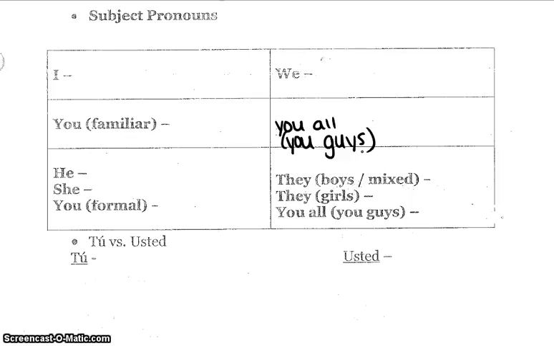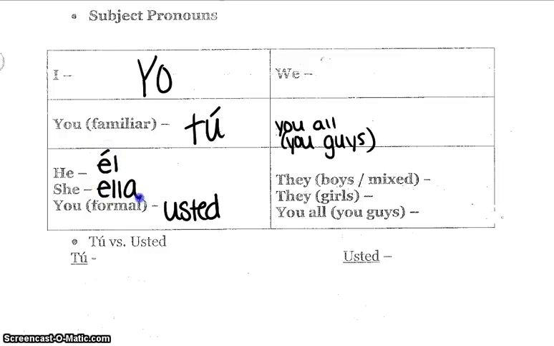So our subject pronouns in Spanish are as follows. The way we say I in Spanish is yo. Okay, you should already know this from the last unit, but the way we say you in a familiar way is tú, with an accent over the U. The other way to say you, which is our more formal way, is usted. Again, that should be review from our last unit. A couple of new ones are he and she. The way we say he is él, and she is ella.